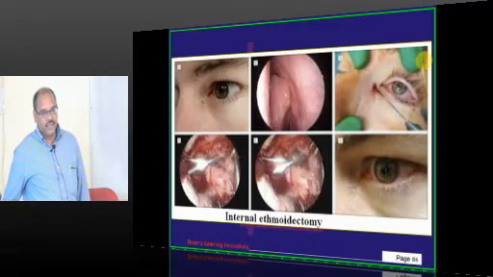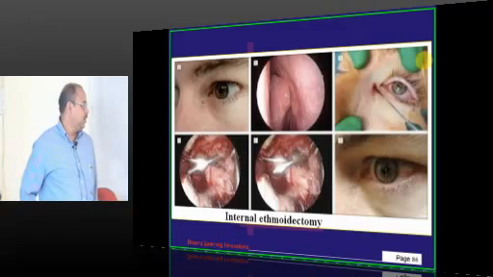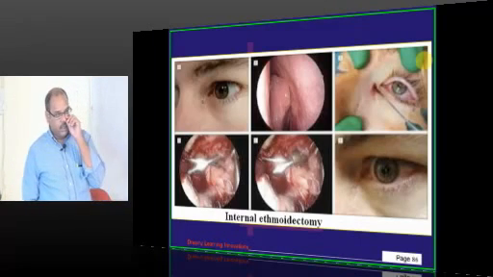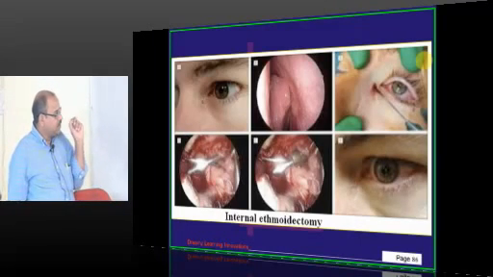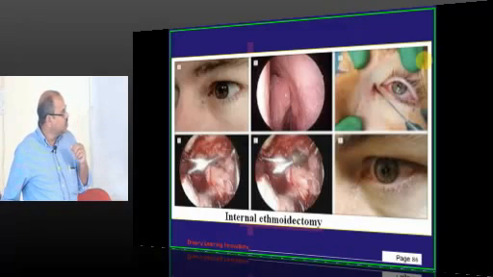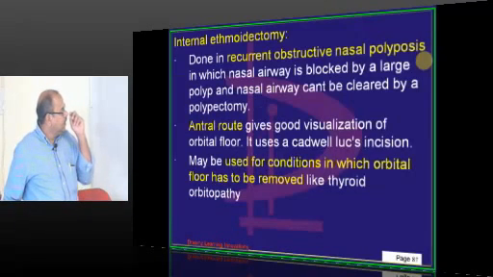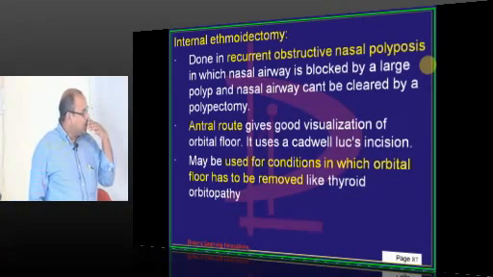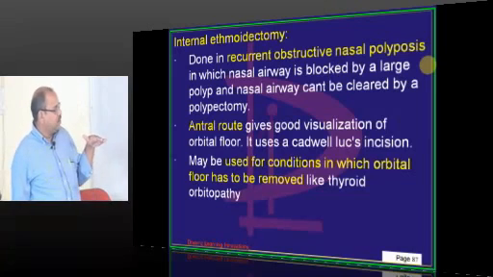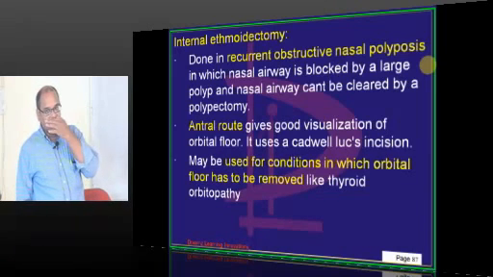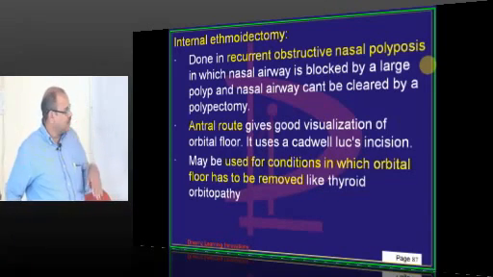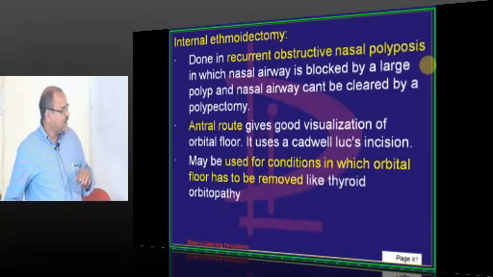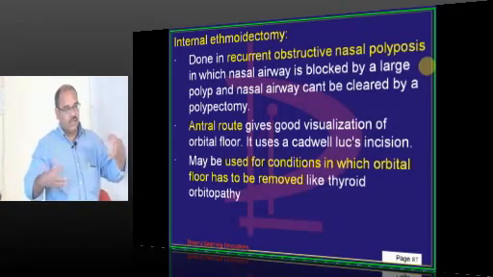There are two varieties of frontonasal ethmoidectomies. One is internal, which is done through the endoscope, and then the external, done in recurrent obstructive nasal polyposis. Antral route gives good visualization of orbital floor. Uses Caldwell-Luc incision. Internal ethmoidectomy may be used for conditions in which orbital floor has to be removed, like thyroid orbitopathy, to decompress the orbit.